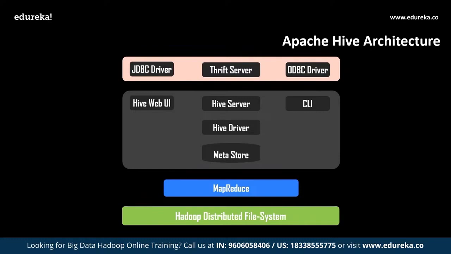In the end, the execution engine executes the incoming task in the order of their dependencies. Followed by that, we have the MapReduce and HDFS. MapReduce is the processing layer which executes the mapping and reducing jobs on the data provided. Lastly, the HDFS or Hadoop Distributed File System is the location where the data which we provide is stored. So this is the architecture of Apache Hive.